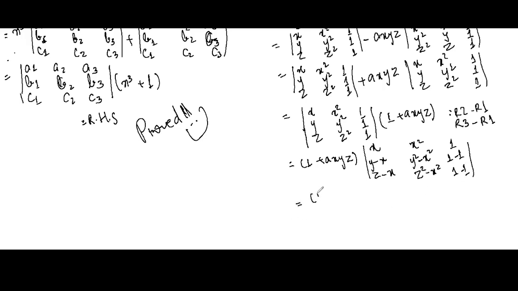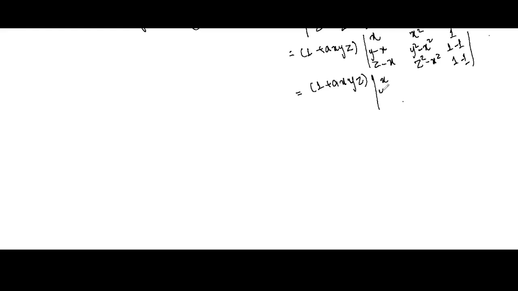Now let's solve it. 1 plus a, x, y, z, x, y minus x, and z minus x, x square. Now this is a square minus b square. What is the formula? I'm going to write it over here: a square minus b square equals a minus b into a plus b. So let's write it over here, y minus x and y plus x. So y minus x into y plus x, and then we have again z minus x into z plus x, 1, 0, and 0.